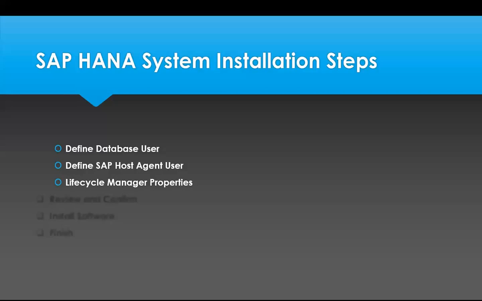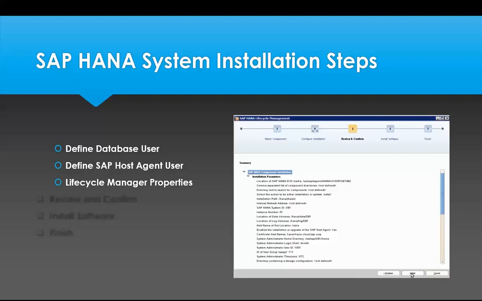Then we have to define the SAP host agent user and lifecycle manager properties. See, host names for SAP host agent self-signed certificates. This is relevant when using SSL and HANA Extended Application Services Server as the internal host name. Because the internal host name may not correspond to the name used publicly, it will result in many invalid certificate warnings, so we can just use the default values here.